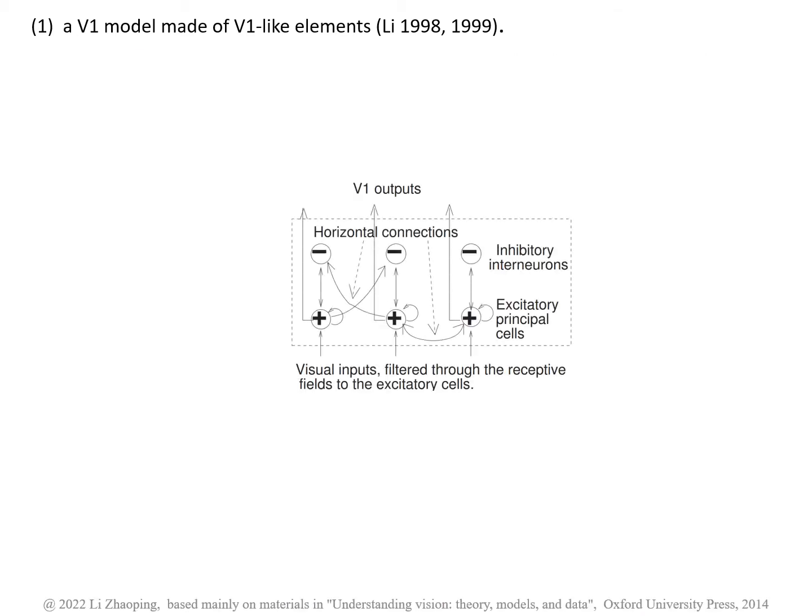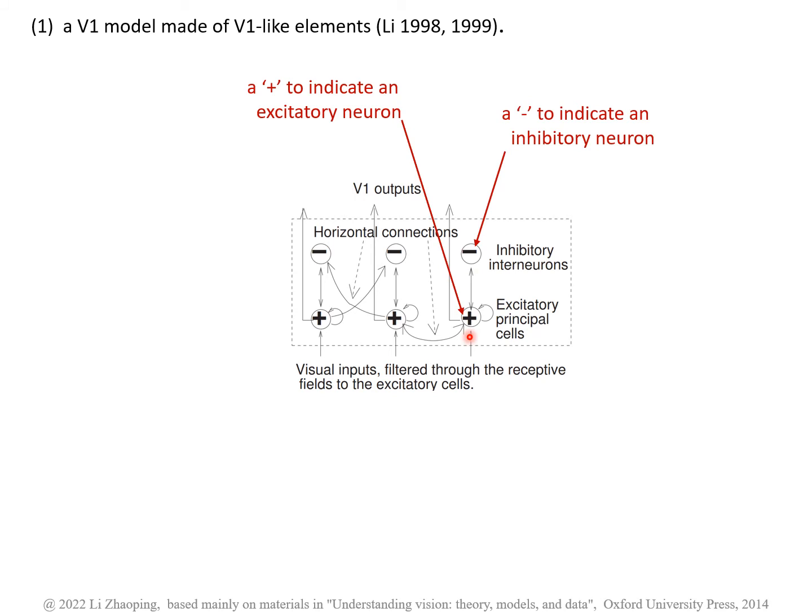Here is our V1 model schematically. Here are 3 example cell pairs. Each pair is a mutually connected principal cell and its partner interneuron. These two pairs excite each other monosynaptically, and these two pairs inhibit each other disynaptically.